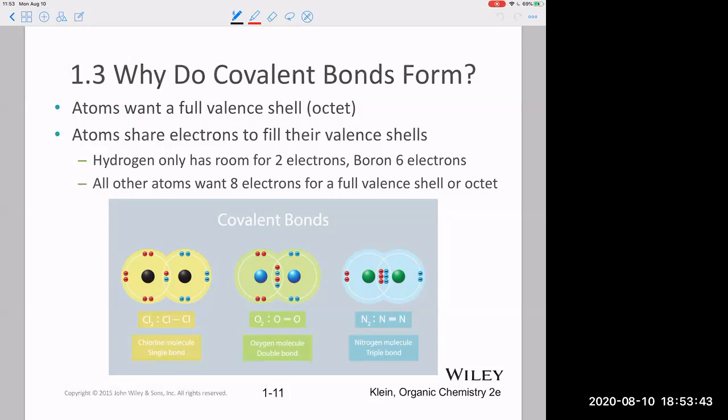So again, most atoms, carbon, oxygen, nitrogen, and all the halogens that we'll be dealing with like to have 8 electrons in their valence shell to fill their octet. Hydrogen is going to be an exception. It only has room for 2, okay? And then boron is going to be another exception that has room for 6, okay? So it doesn't need the full 8.